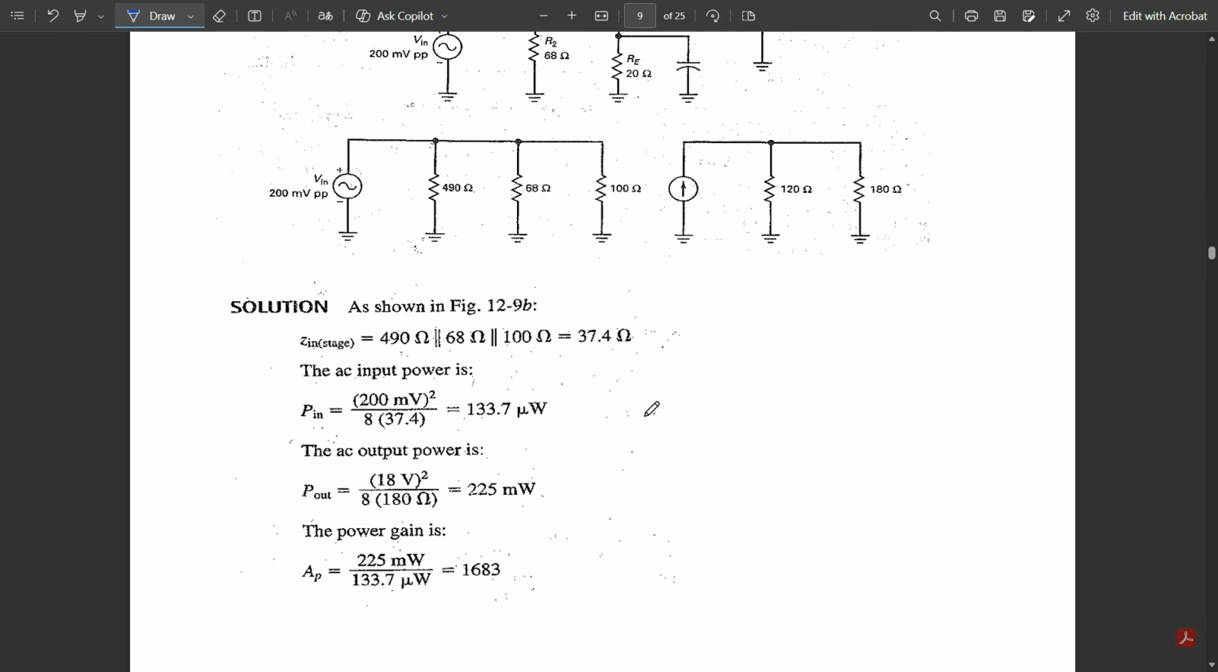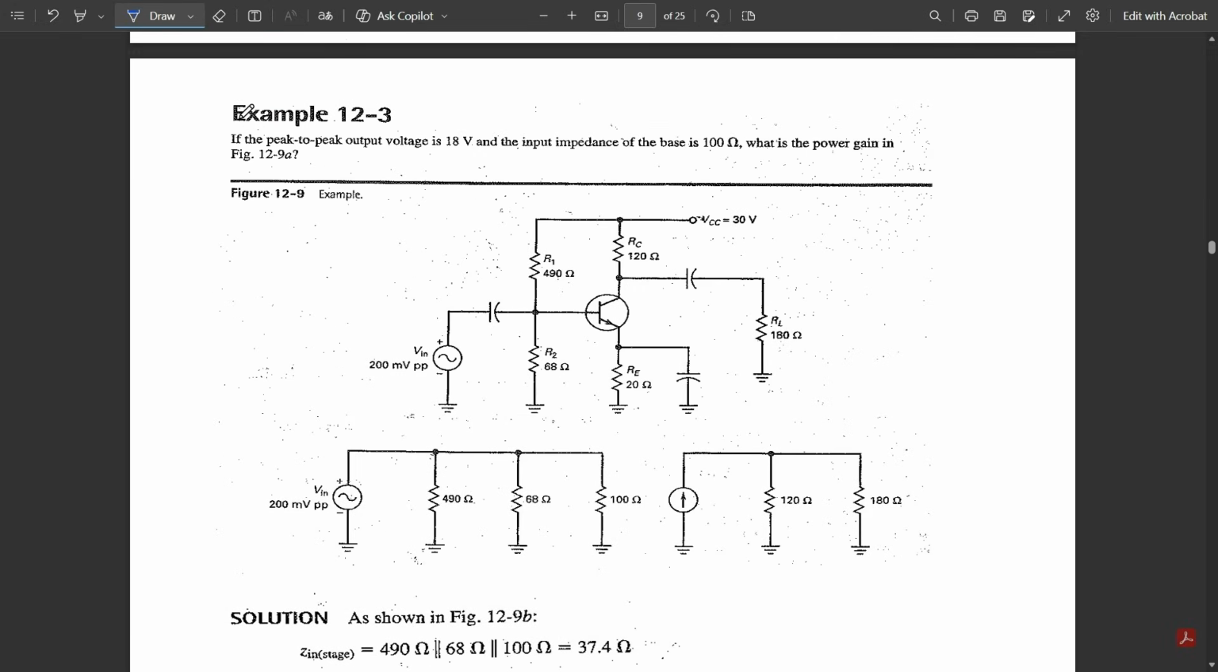Now with one simple example, let us solve a question related to the class A amplifier. You see the example question here. If the peak to peak voltage provided to this amplifier is 18 volt and the input impedance is 100 ohms, what is the power gain of this amplifier? This is the question given here. Now let us try to solve this.